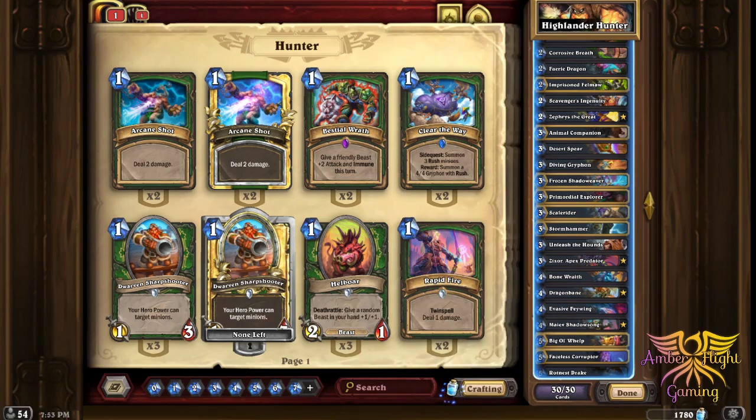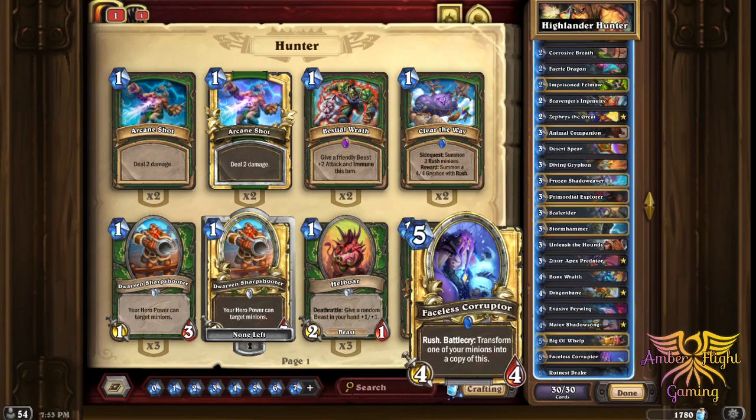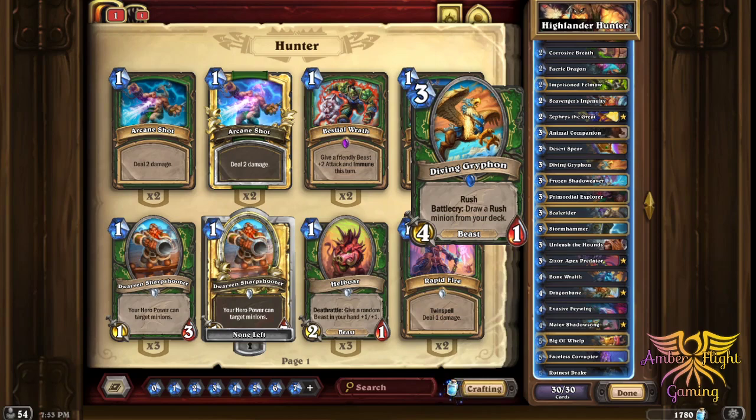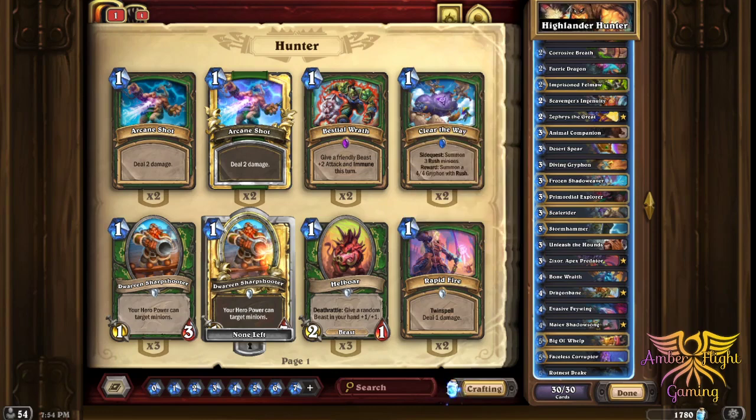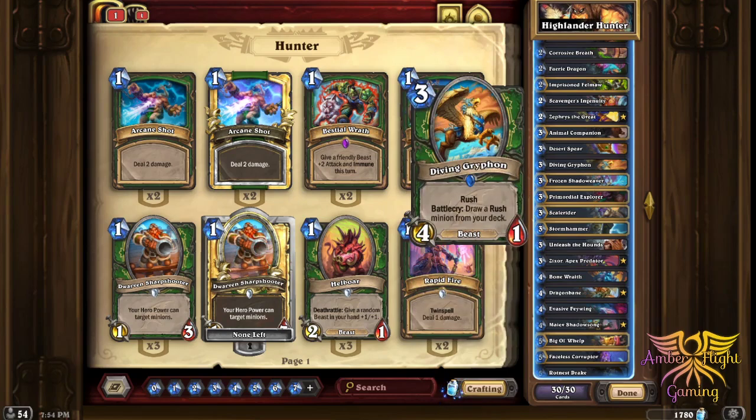Now, this can change slightly. After Zixor has died, it does put Zixor Prime into your deck, which is also a rush minion and a beast. So if you actually are playing a game and you end up having Zixor and Faceless Corruptor in your hand, you have to make a decision about playing the Diving Griffin if that's in your hand as well. If you have all 3 in your hand, Diving Griffin being played out will draw you nothing. But if you play out the Zixor first, let it die to put that Zixor Prime into your deck that is now a rush minion, the Diving Griffin will now draw you the Zixor Prime.